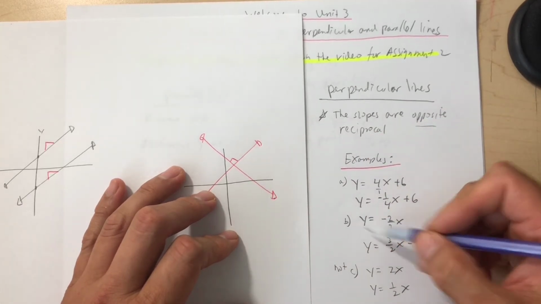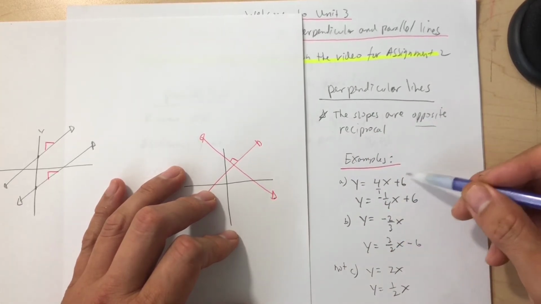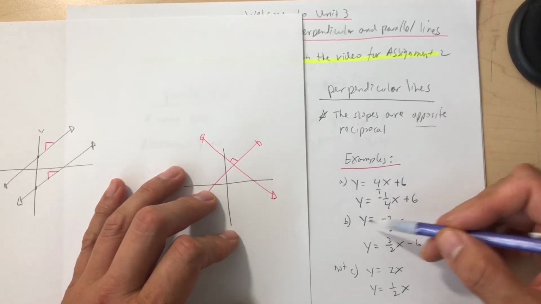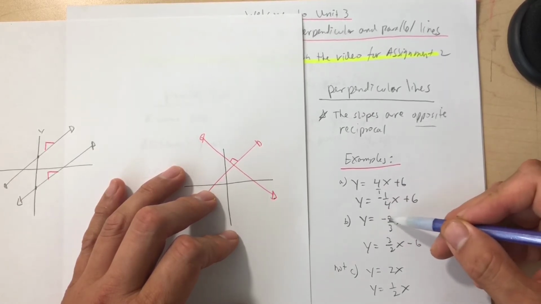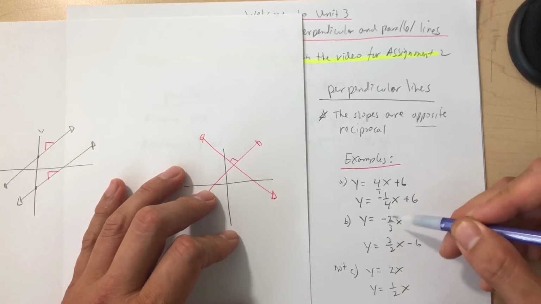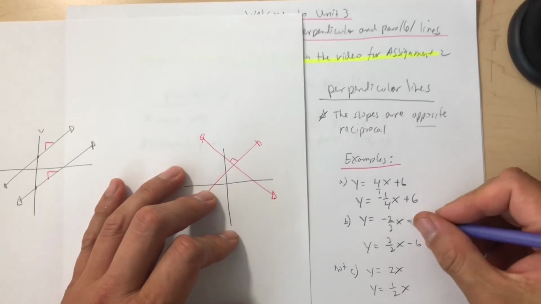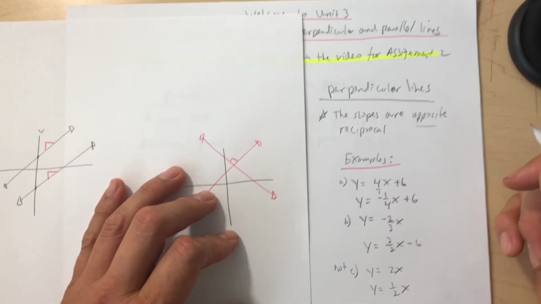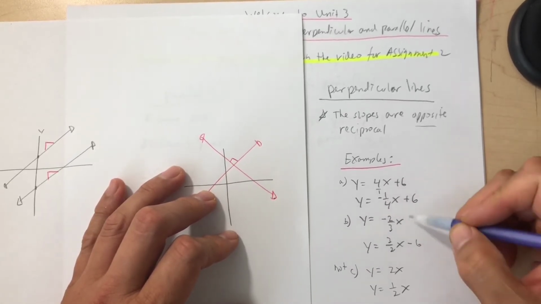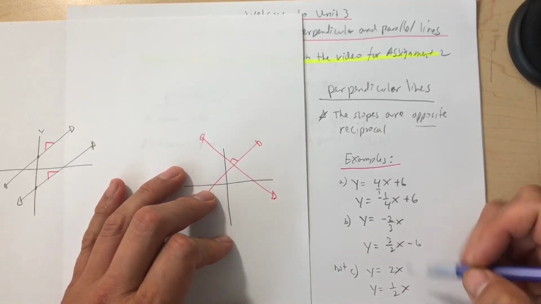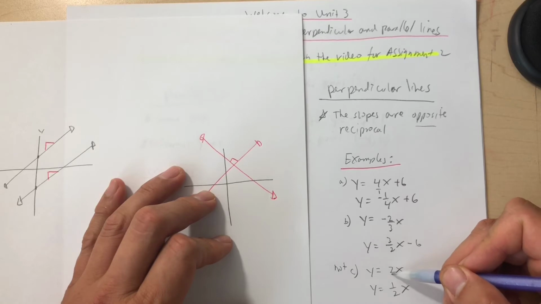Here's another example for reciprocal. Oh, by the way, the y-intercept doesn't matter. They could be the same or different. It doesn't matter. However, for this one, as you can see, it doesn't matter which one's negative, as long as only one is negative, and they've been flipped. And there you go. The y-intercept could be 0, and that's fine too. All right. Now this one is not perpendicular. As you can see, it's 2 over 1.